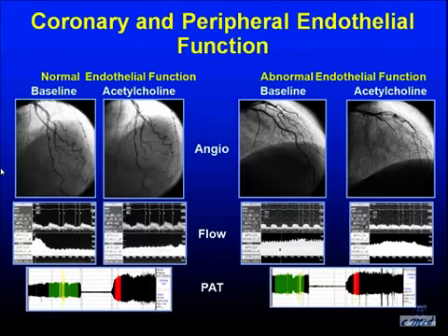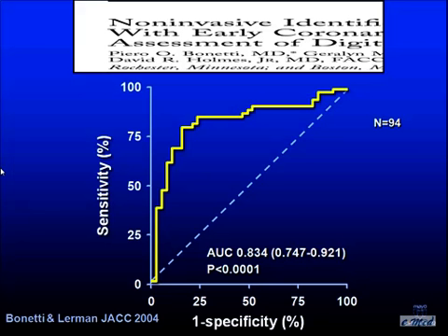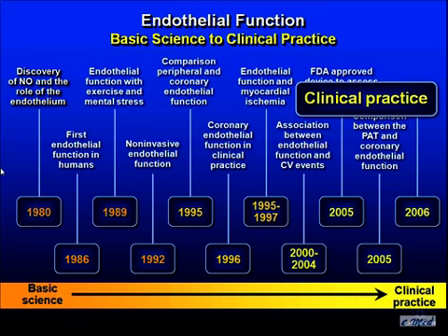The first study showed that the presence of endothelial dysfunction based on this non-invasive device nicely correlates with the coronary circulation. So if you look at the relationship between coronary endothelial dysfunction and peripheral endothelial dysfunction, there is a nice ROC curve that shows the sensitivity of endothelial function in the peripheral circulation to detect coronary abnormality.